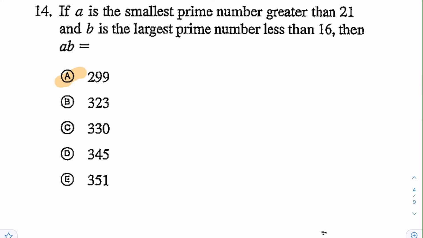Next for number 14, if A is the smallest prime number greater than 21 and B is the largest prime number less than 16, then A times B is equal to. So prime numbers have exactly 2 factors, just 1 and itself. So if A is the smallest prime number greater than 21, A must be 23. 23 is the next prime number.